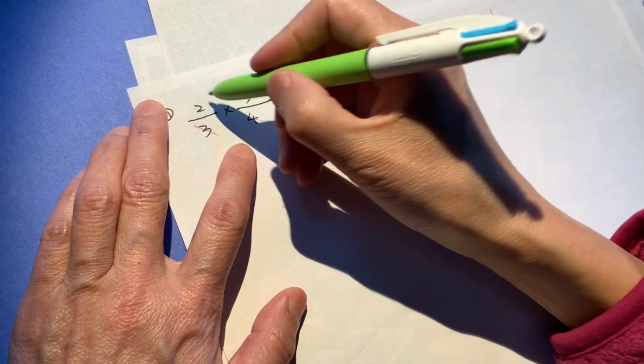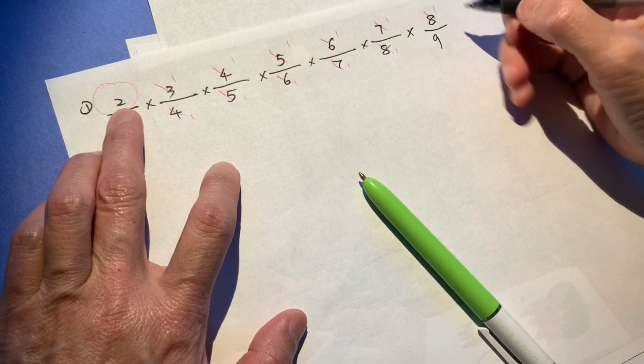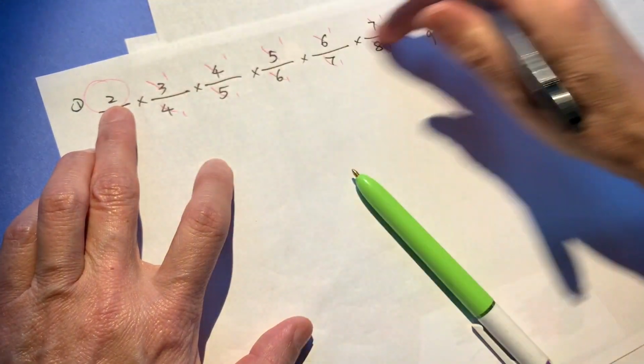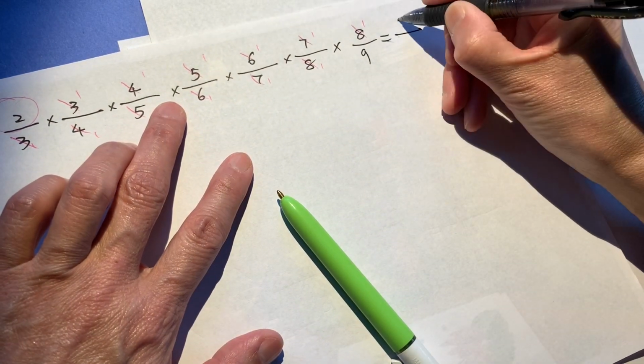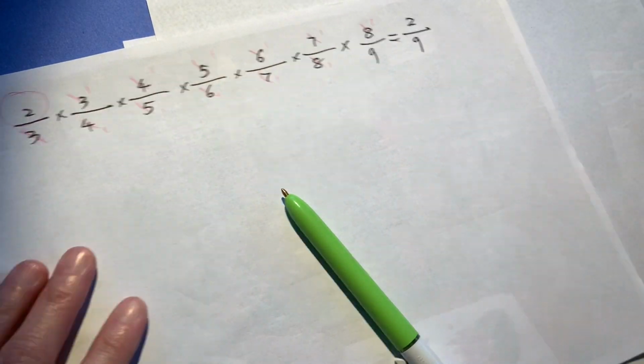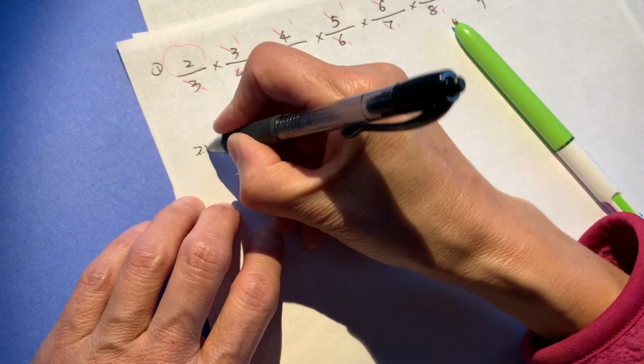So on top, the only one last standing is 2. And on the bottom part, the only one standing is 9. So it's 2 over 9. Okay, this is a little bit comic. Now we will do another one.